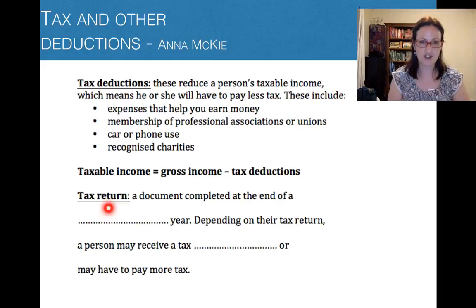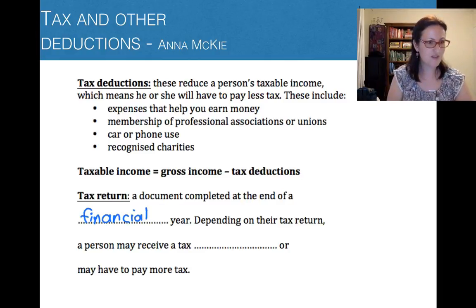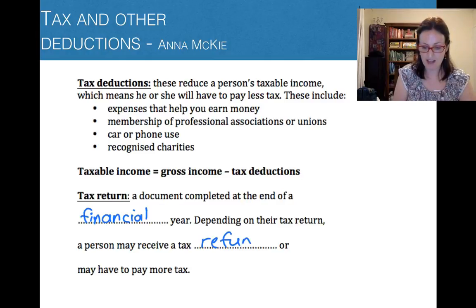Now a tax return is a document completed at the end of a what year? It's called a financial year. So filling in the gaps on your page. Now, depending on someone's tax return, a person may receive a tax what? It might be a refund, so they may get some money back, or they may have to pay more tax.